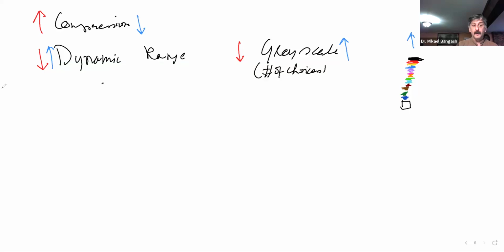That would be less compression. What I may do is compress this scale here. Now, with more compression, we take these three here, and they may now be displayed by just black. We may say this next group here, for instance, the color that represents it is going to be, let's say, this one here.